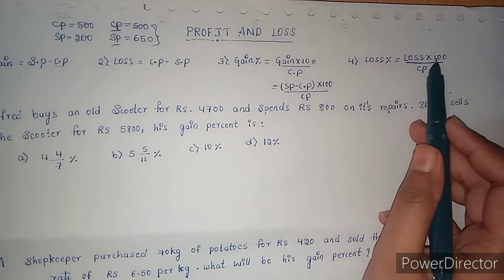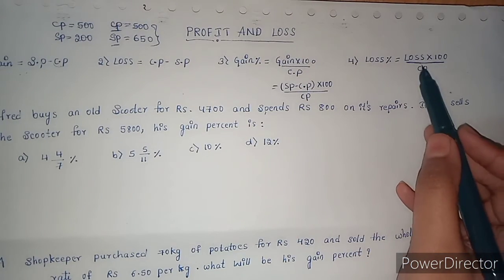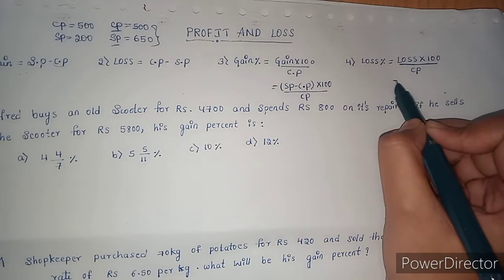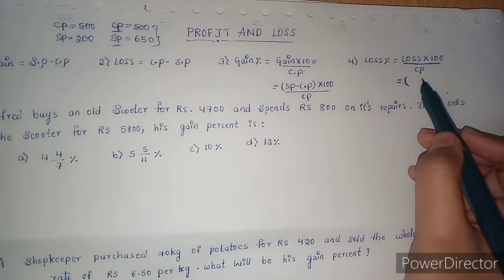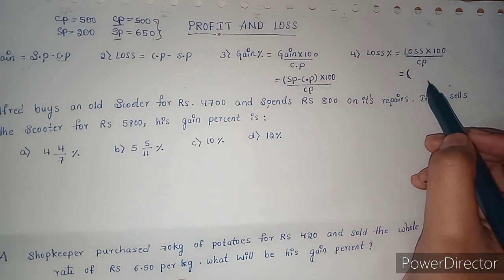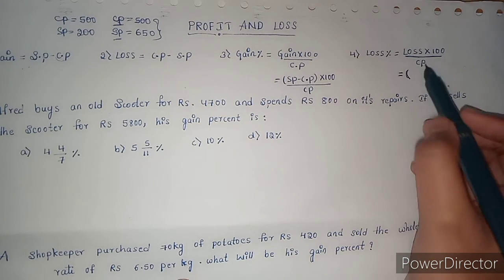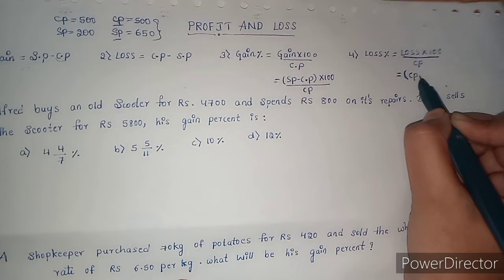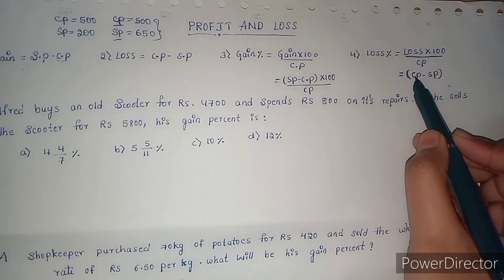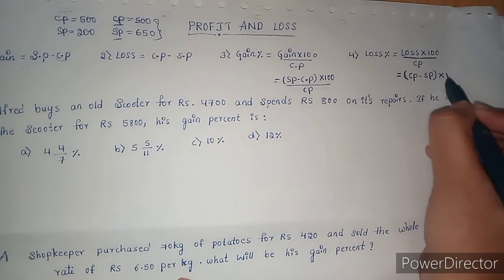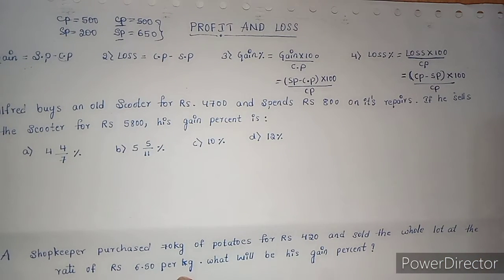Then loss percent is the same way. Loss percent is loss into 100 by cost price. Just in the place of gain, loss will come here. Sometimes loss and cost price will be given directly and you are asked to find the loss percent. But in some questions, which are a little tricky, they will indirectly ask to find the loss percent by giving cost price and selling price. Then loss is found as cost price minus selling price, into 100 by cost price. Then you will get loss percent. So remember this.